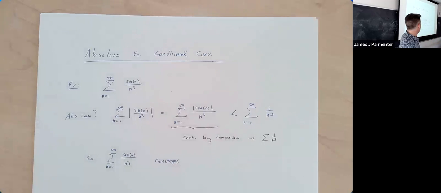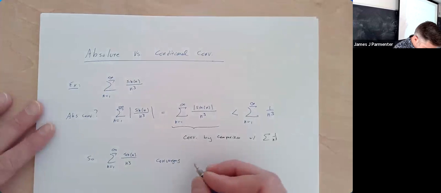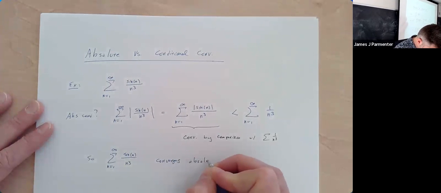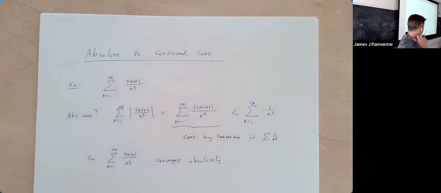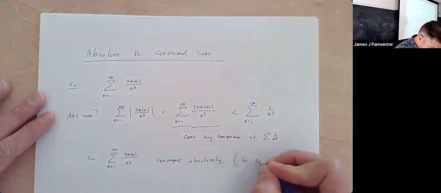So we say it converges absolutely. And I don't feel like you should ever have to then write "so it converges," because it is always implied that if something converges absolutely, then it converges. But yes, converges absolutely, so it converges.